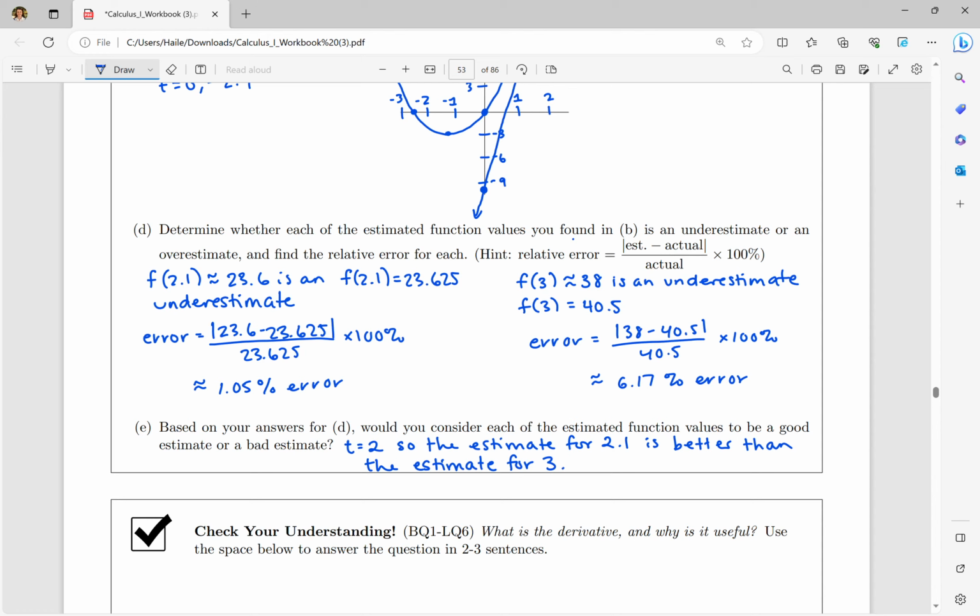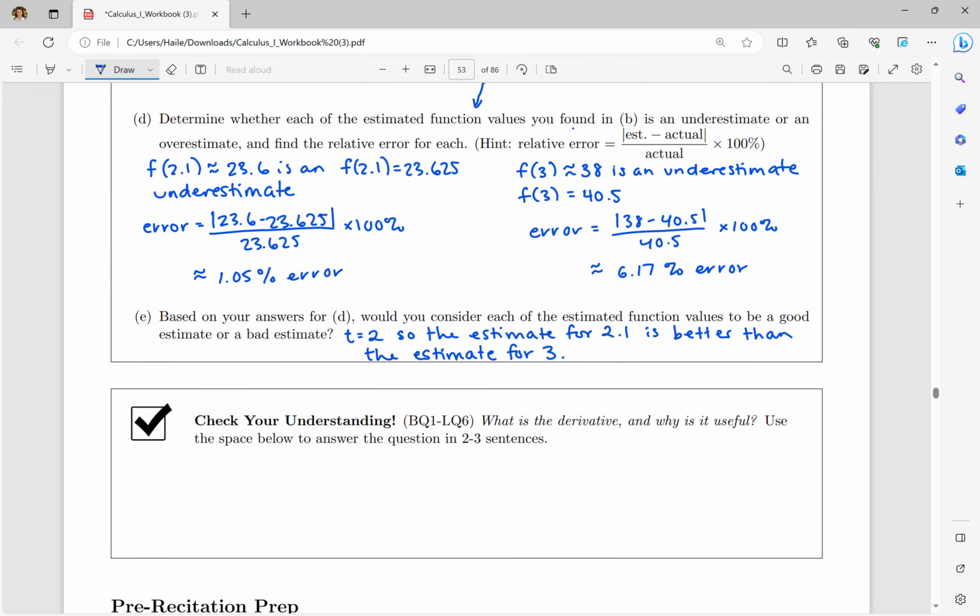Okay, well, that's the end of lesson 6. Make sure you do the check your understanding, just to make sure that you understand exactly what the derivative is and why it is useful. But that's the end of this lecture.